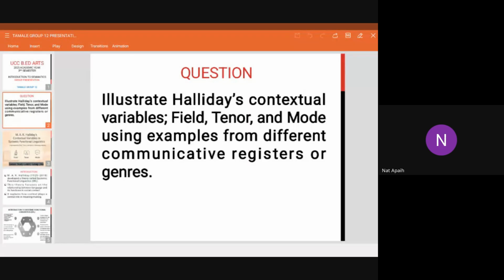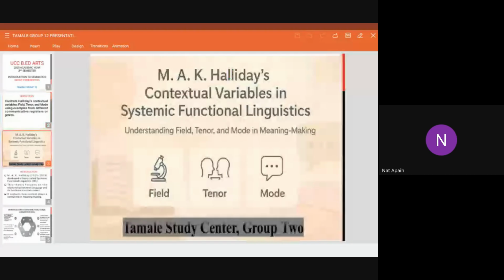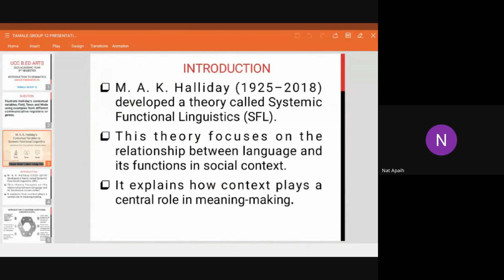So we have to look at these variables, which include the field, the tenor, and the mode, in terms of meaning making. So basically, these are pictorial presentations of the variables. You can see the field, you can see the tenor, and then you can see the mode. So let's move on to look at an introductory part of it.